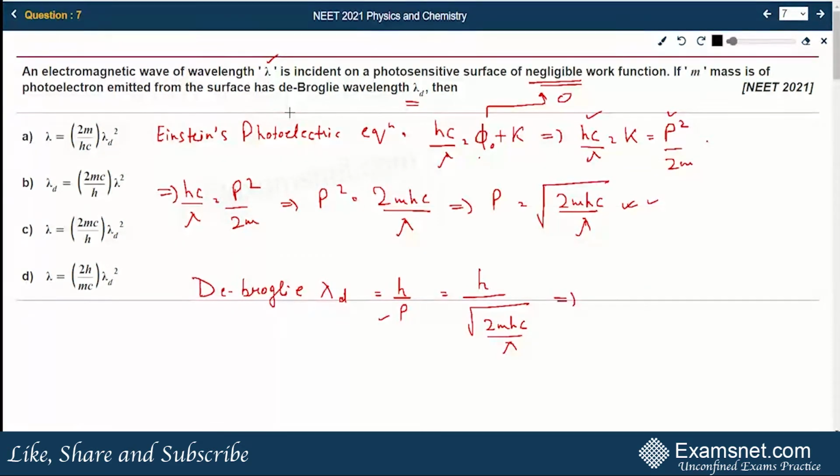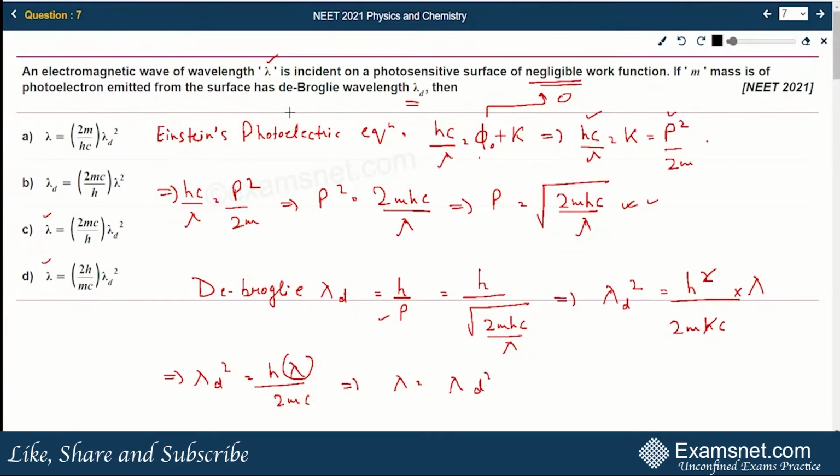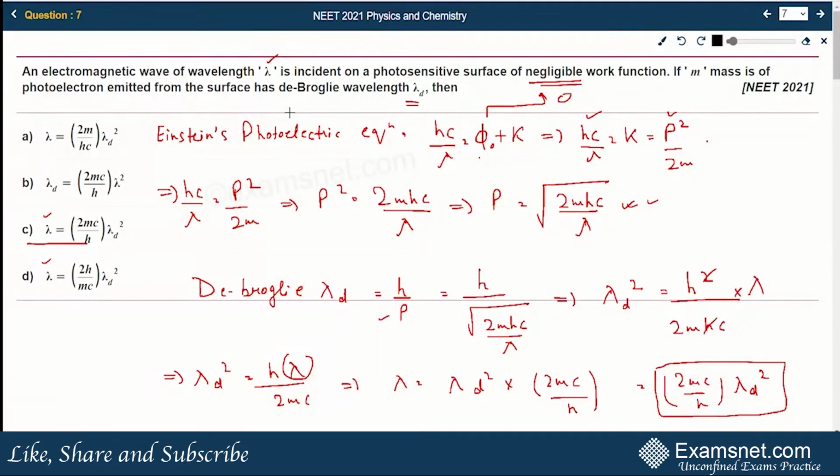Okay. So if we square both sides, we will get lambda d square equals h square by 2m hc divided by lambda; the root will be removed. So lambda will move up, and one h will be cancelled here. What will be left? Lambda d square equals h lambda by 2mc. Now we have to find out the value of lambda here. So lambda will be equal to lambda d square into 2mc by h. It can also be written as 2mc by h first, and then lambda d square. So which of the options fit this? Option C, isn't it? So this will be your correct answer.